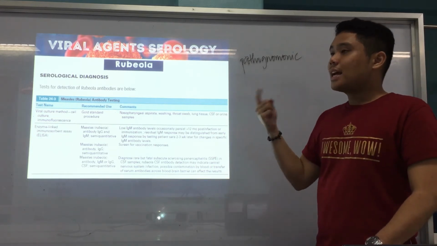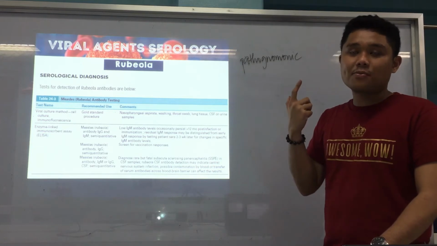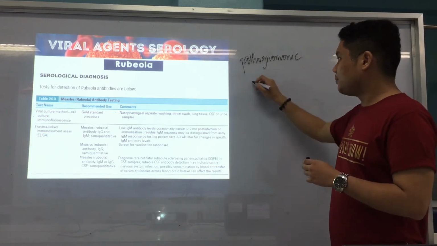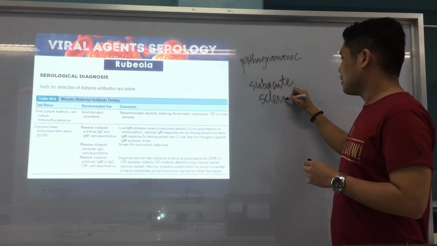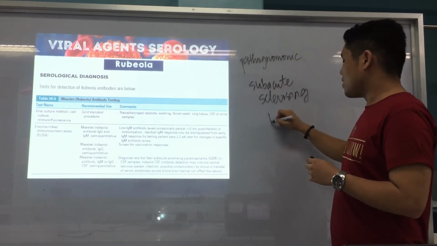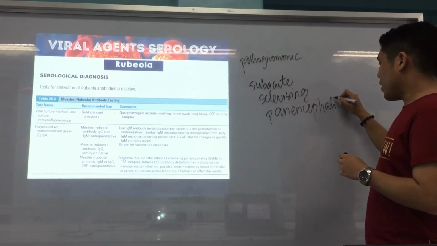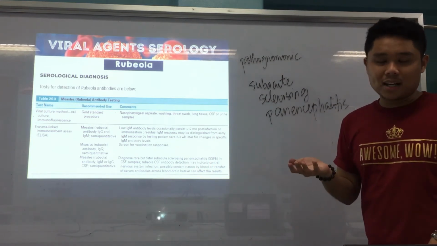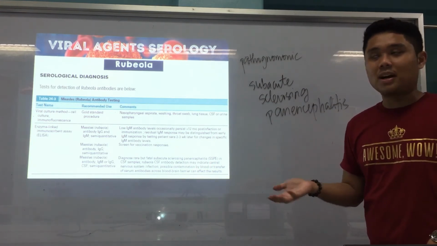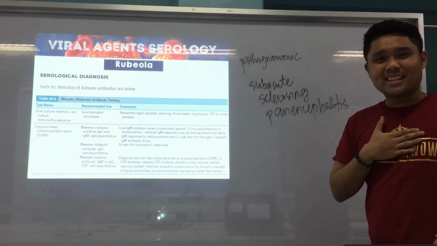Because with measles, if it is not treated early, it can progress to the CSF and can cause subacute sclerosing panencephalitis. This is an inflammation in the brain. That's why CSF is included in the specimens that can be tested for measles. Subacute sclerosing panencephalitis.